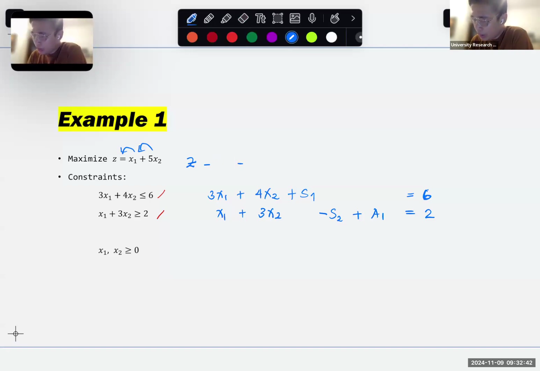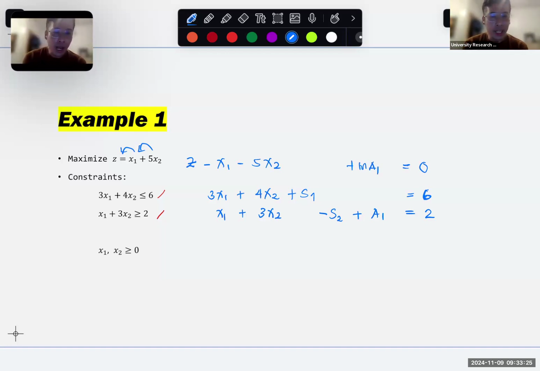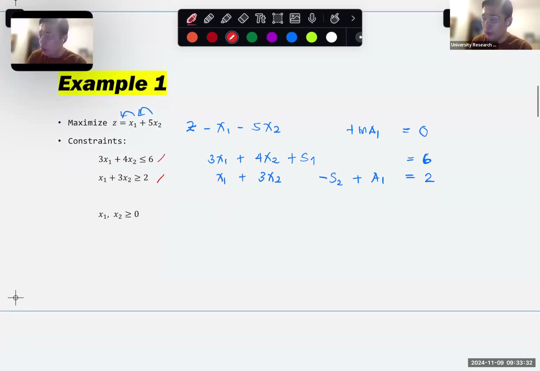So minus x1, then minus 5x2. And then afterwards, so for every artificial variable, so we introduce M, okay, so we plus Ma1 there. Then that would be equal to 0. So Z minus x1 minus 5x2, and then we add, since we only have one artificial variable, we now have Ma1 equals 0. And then from here, we now form our augmented matrix.